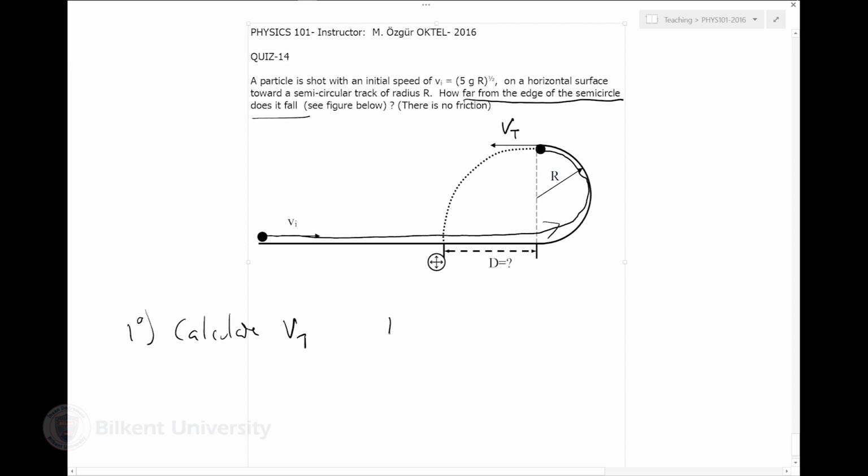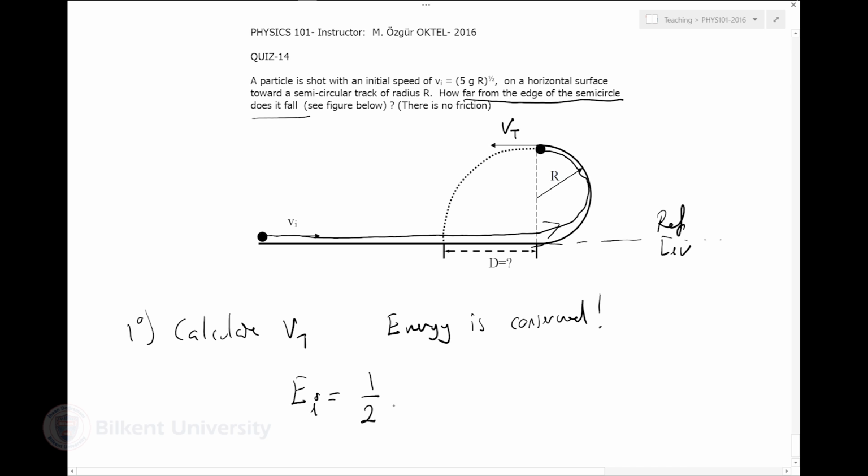And here I will use energy conservation. So what's my initial energy? If I choose my potential energy reference level to be the initial or the flat part of the track, then initially, do I have any potential energy? There is no potential energy. All the mechanical energy is the kinetic energy of the particle. So my initial energy will be 1/2 m vi square.